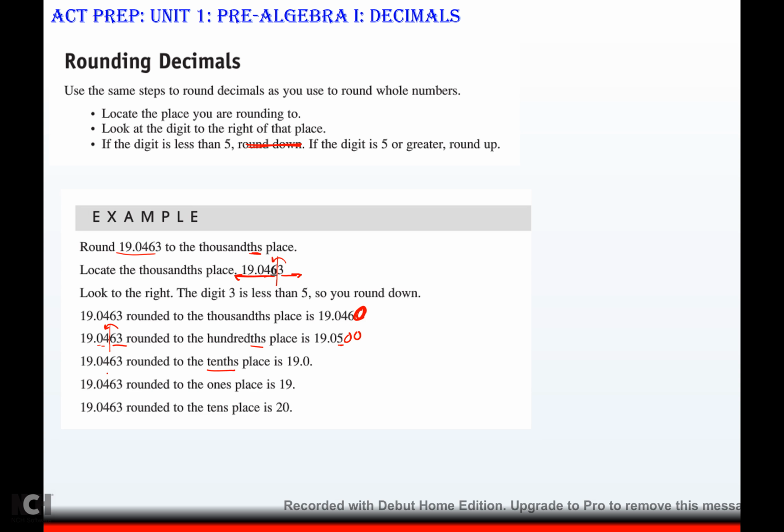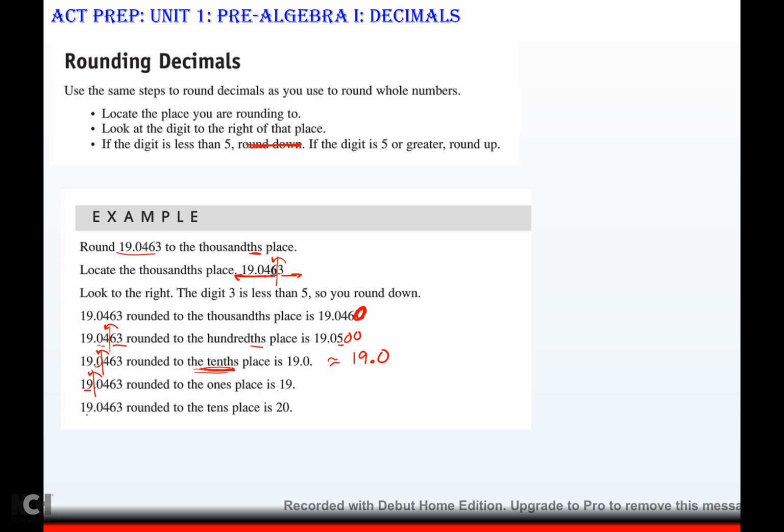Okay, to the tenths place, that's the 0. The 4 is not going to round it up, so it's going to stay 19.0. Now you're going to ask, why didn't they just write 19? Because they said rounded to the nearest tenths place, which means your answer has to show a tenths place. If it's a 0, then it's a 0, but you have to write it. Okay, to the ones place, that's the 9. The 0 isn't going to do anything to it, so that would round to 19.